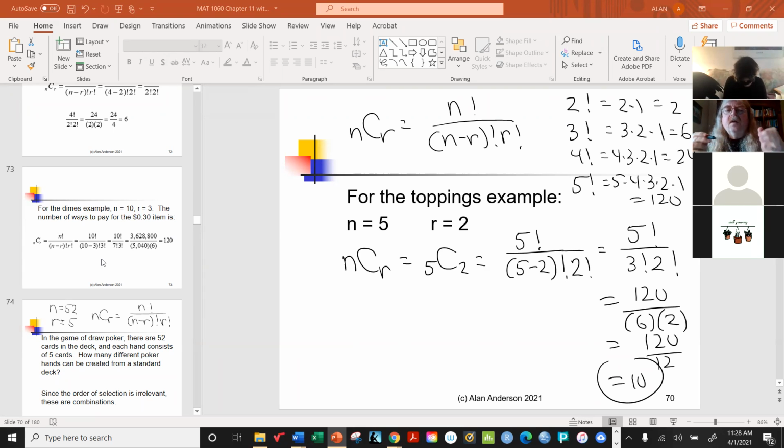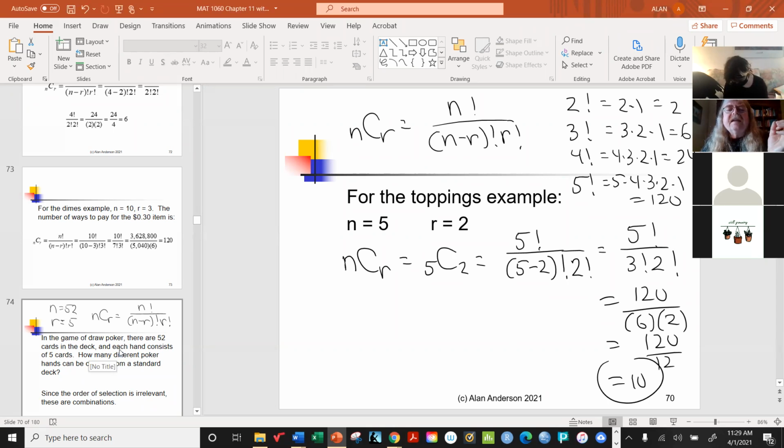Whether you play cards or not, it should be clear that when you get a hand of cards, the order in which they're dealt to you does not affect their value. So each hand could be considered a combination. The order is immaterial. So what we'd like to know is, with a standard deck of 52 cards, how many different hands can be created when we deal out 5 at a time?